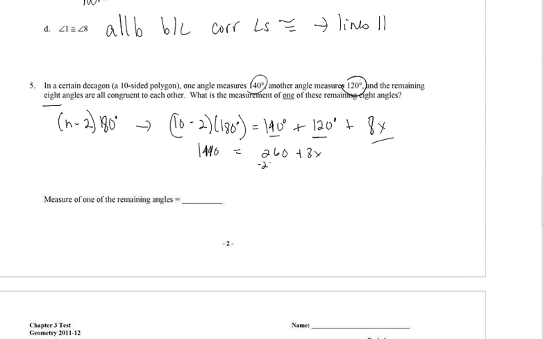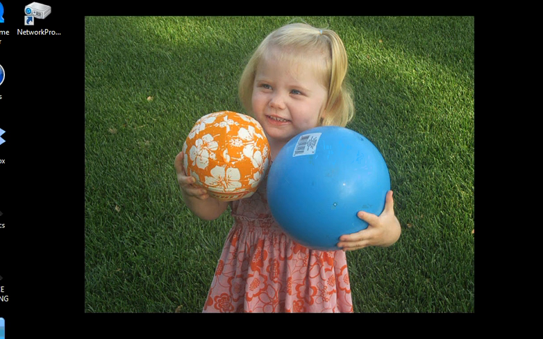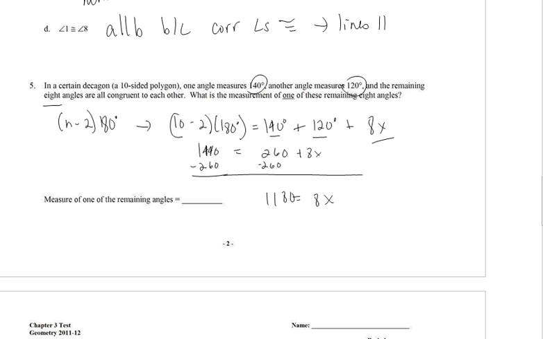We'll subtract 260 from both sides, which gives me 1180 equals 8x. Divide by 8, and we get 147.5 degrees for those 8 missing angles. And that concludes this video.